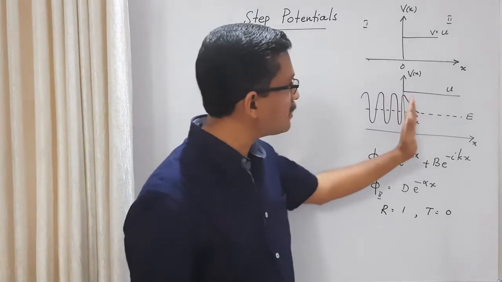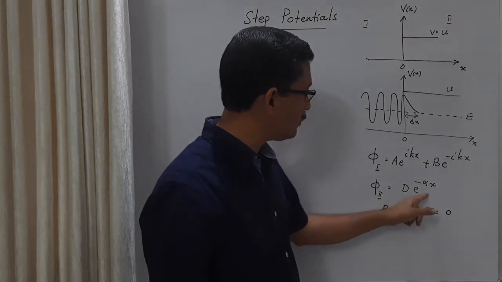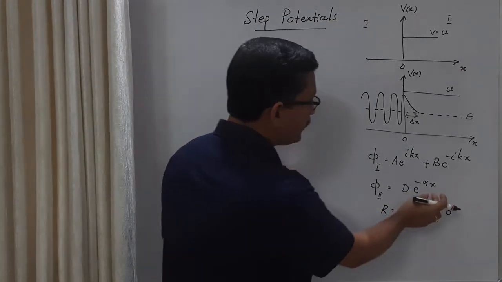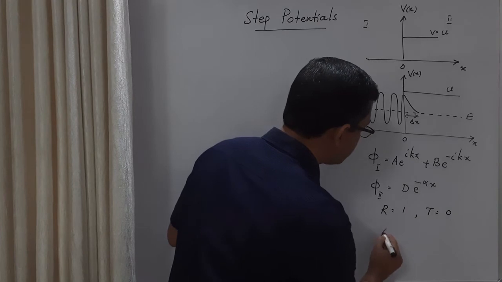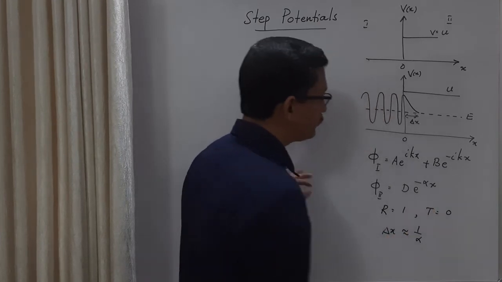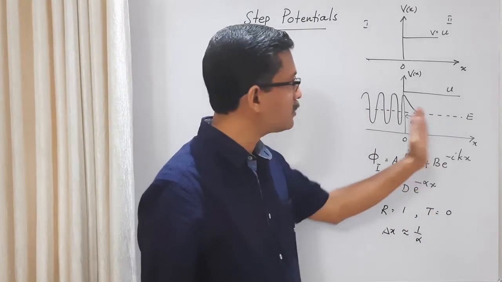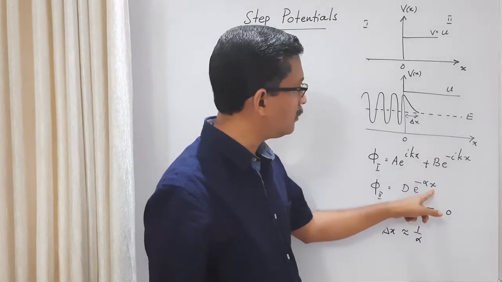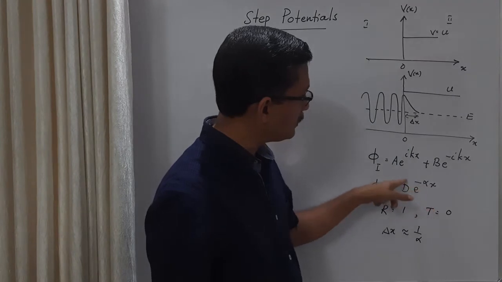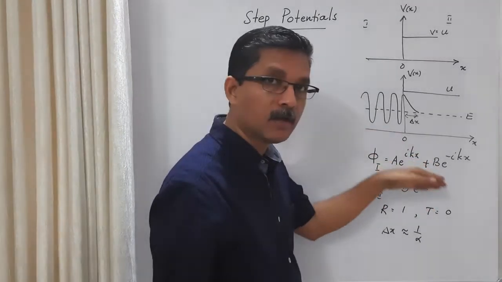So what is the penetration depth of the particles in region 2? Since the wave function is exponentially decreasing, e raised to minus alpha x, we can say that the penetration depth delta x is of the order of 1 by alpha. Okay, delta x is of the order of 1 by alpha. For example, if delta x is of the order of 1 by alpha, the wave function will be e raised to minus 1. Its value will be decreasing.